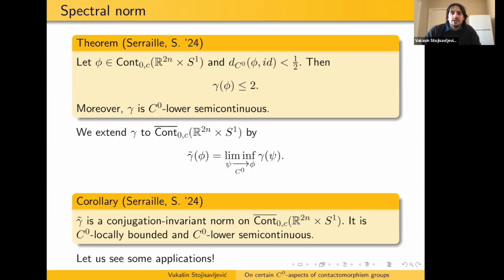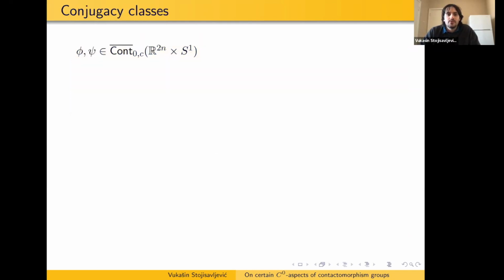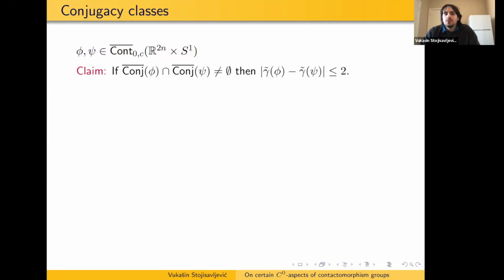So let's see some applications of this. So we obtain this norm, and so what? Well, first of all, this is giving a restriction on conjugacy classes of elements. So the claim is the following: if closures of two conjugacy classes intersect, then gamma tilde of these two elements is close by.